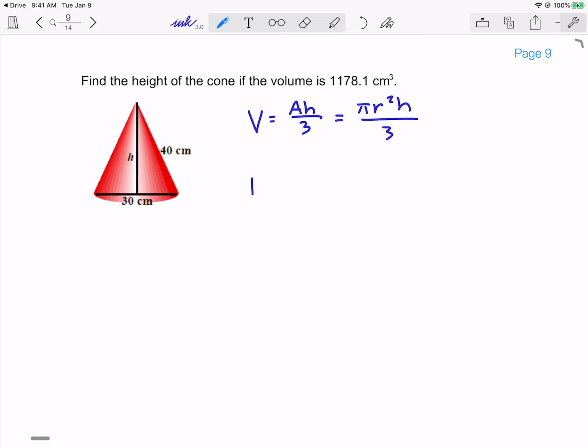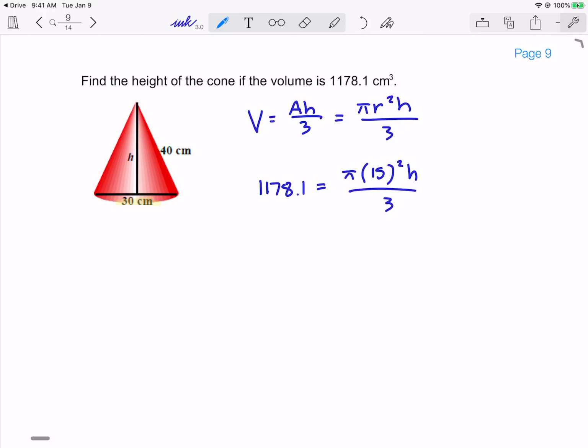I know the volume on the left side of this equation that I've written is 1178.1. That has to equal pi times my radius squared. My radius is 15 because I have to take this 30 and divide it by 2. So square that. I don't know the height, and this all gets divided by 3.